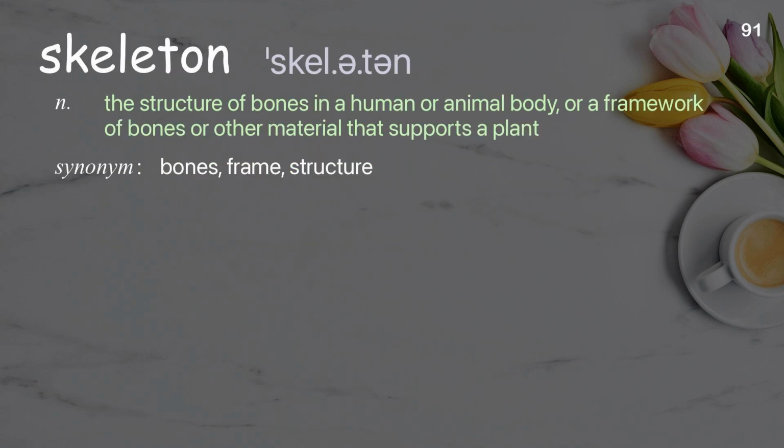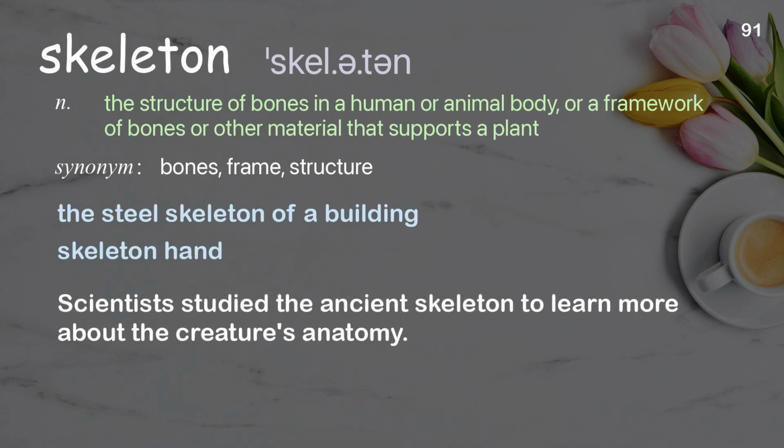Skeleton. The structure of bones in a human or animal body, or a framework of bones or other material that supports a plant. Examples: The steel skeleton of a building, skeleton hand. Scientists studied the ancient skeleton to learn more about the creature's anatomy.